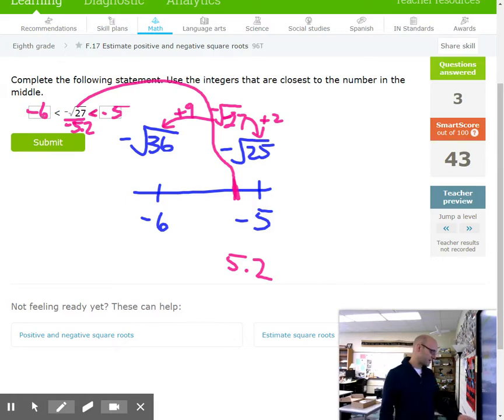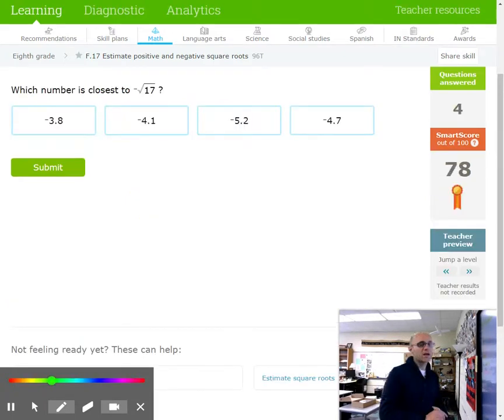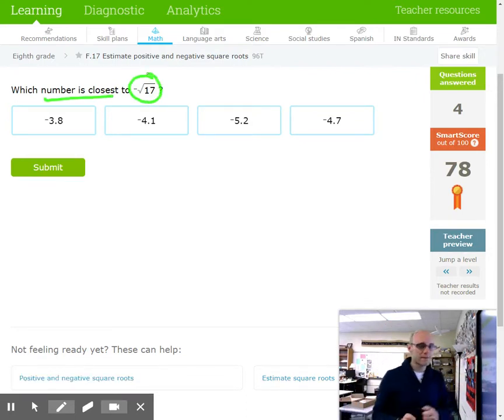Let's take a look at one last example. Okay, hey, for this last example, we need to choose the number that is closest to this. So we're not necessarily typing in a calculator, although we could. This is more of an everyday skill. A lot of times you get radicals in life, and we just need to be able to give a quick estimation of what that number would be.